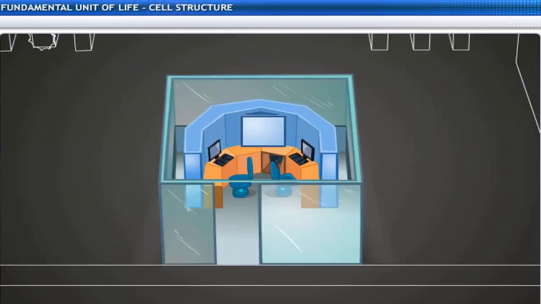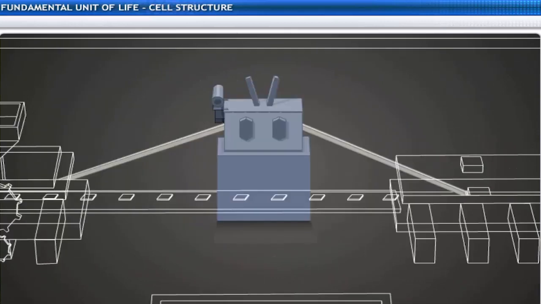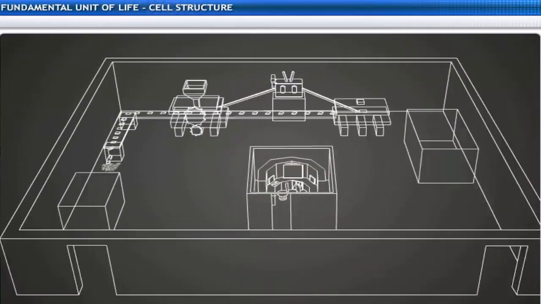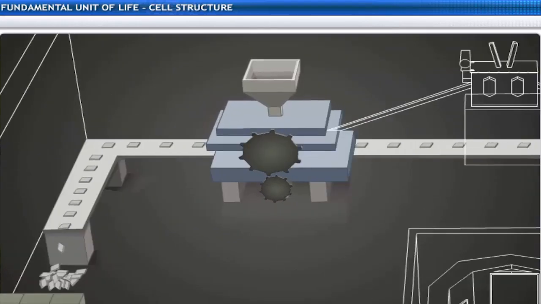That's the control room. Everything is managed from here. Don't miss the power station. It keeps the factory running. This is where all the work is done on machines.